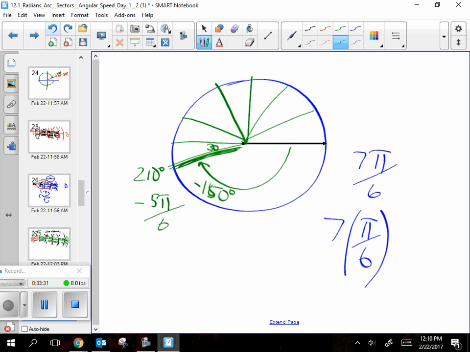Those are all the same spot, because negative 6 pi over 6 should be there. So it's one less than that, negative 5 pi over 6. Okay. That's the stuff you're supposed to know for today.